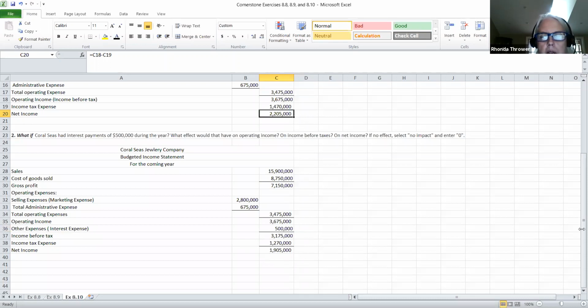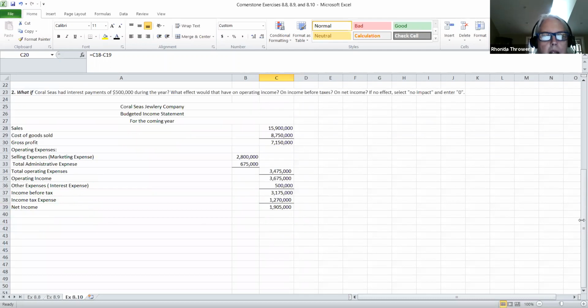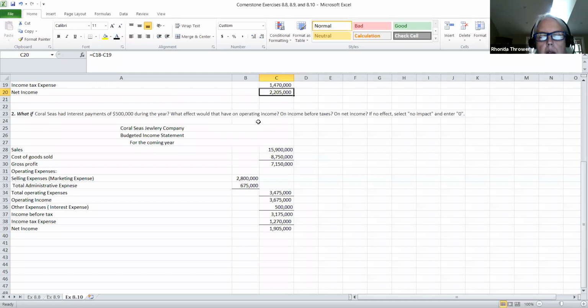So because you had an other expense, it will decrease the amount of your net income. So your net income is going to go down to 1,905,000. So the effect that it will have on operating income is that the operating income won't change. The income before income taxes became this. And then on net income, the net income went down to this amount.